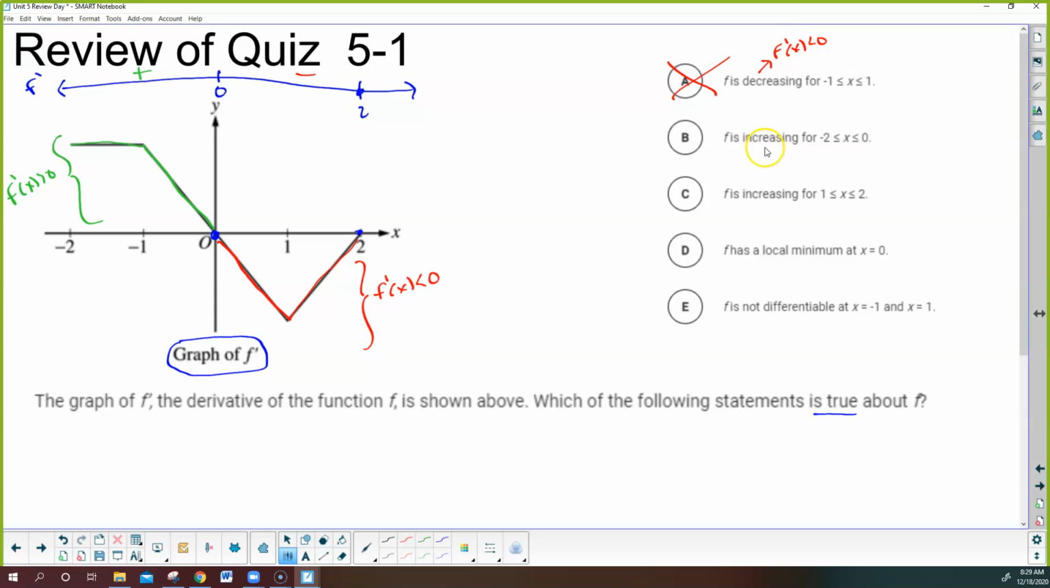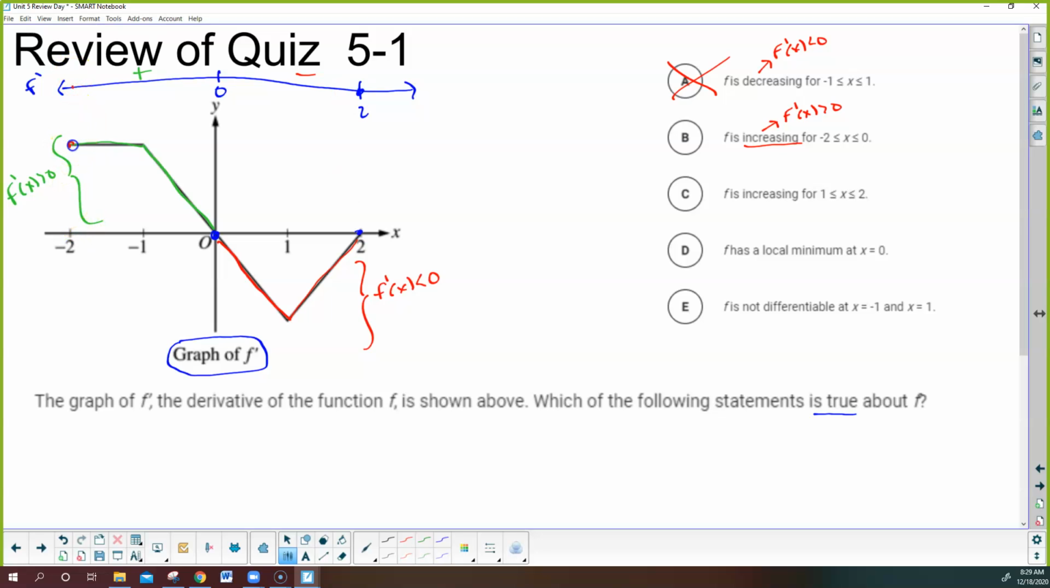All right, f is increasing from -2 to 0. Since the original function is increasing, that means the derivative has to be greater than 0 on the interval from -2 to 0. And notice, from -2, well, I don't want to call this -2 because officially that's not a critical point.